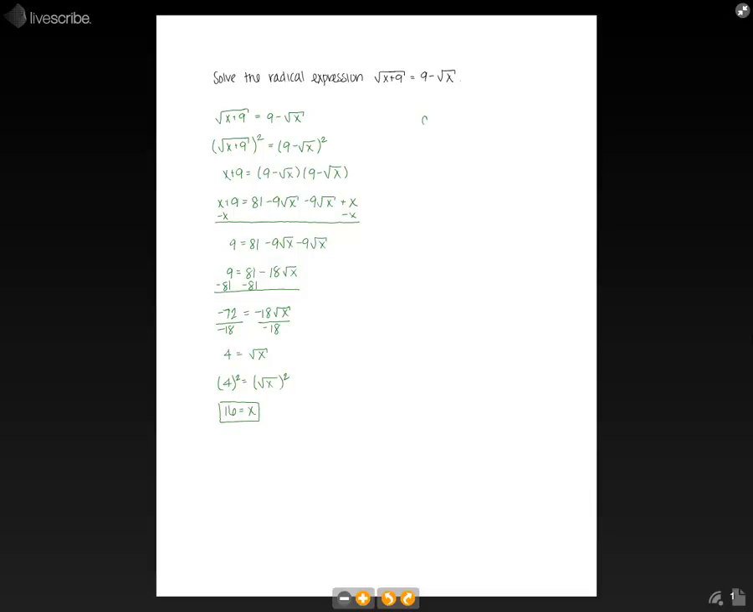Let's say we wanted to check our answer. In order to check our answer, all we need to do is plug it back into the original equation. So we would have the square root of 16 plus 9 equals 9 minus the square root of 16. 16 plus 9 is 25, so on the left side we just have the square root of 25. That's going to be equal to 9 minus 4, since the square root of 16 is 4. The square root of 25 is 5, and 9 minus 4 is 5. 5 equals 5, so that means we've come up with the correct answer.